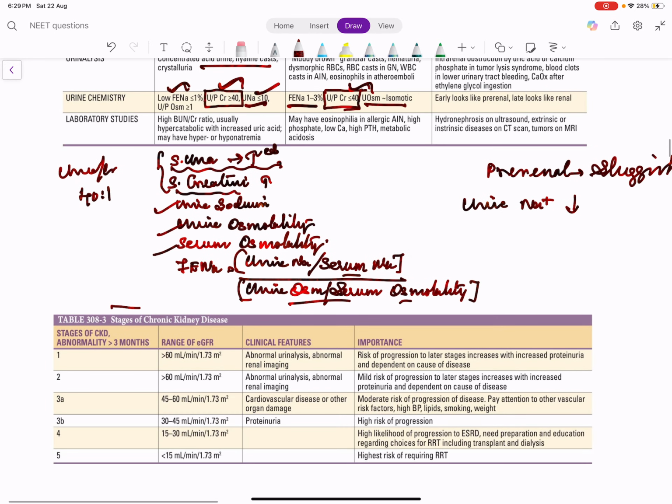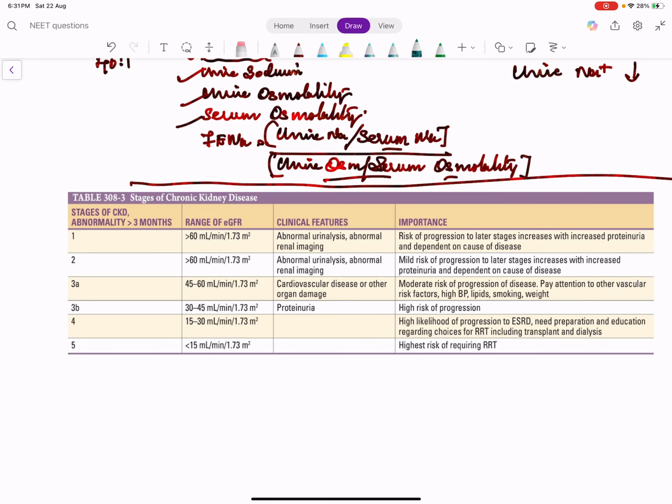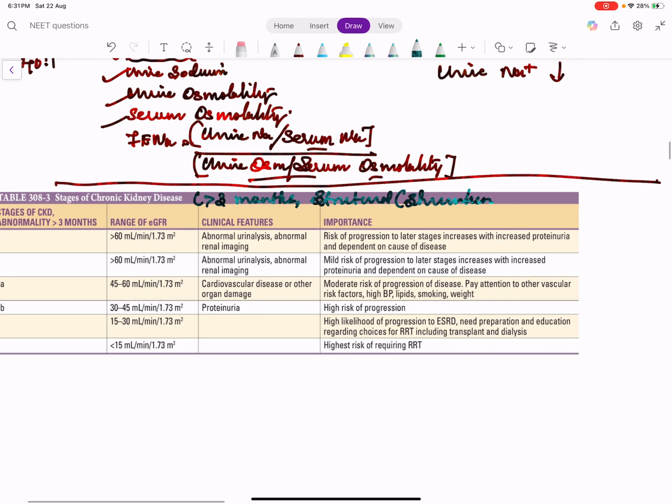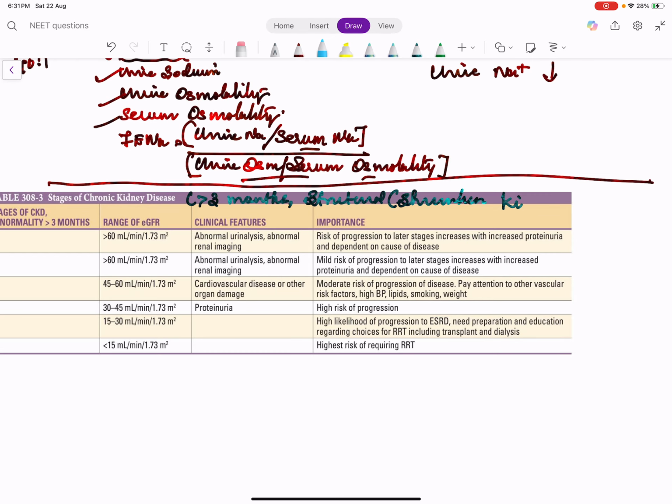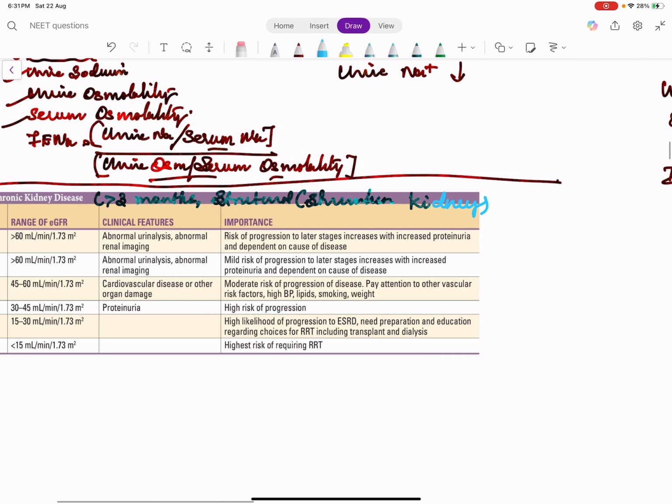So this finishes AKI. The next syndrome is chronic kidney disease. What is called chronic kidney disease is when any problem in the kidney lasts more than 3 months. Or when there is some structural disease in the kidney like a shrunken kidney, that straight away qualifies as chronic kidney disease. Or any urine abnormality lasting more than 3 months qualifies as chronic kidney disease.